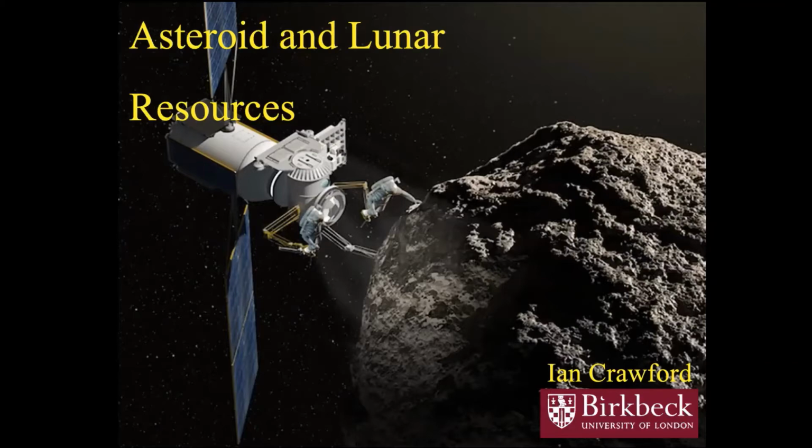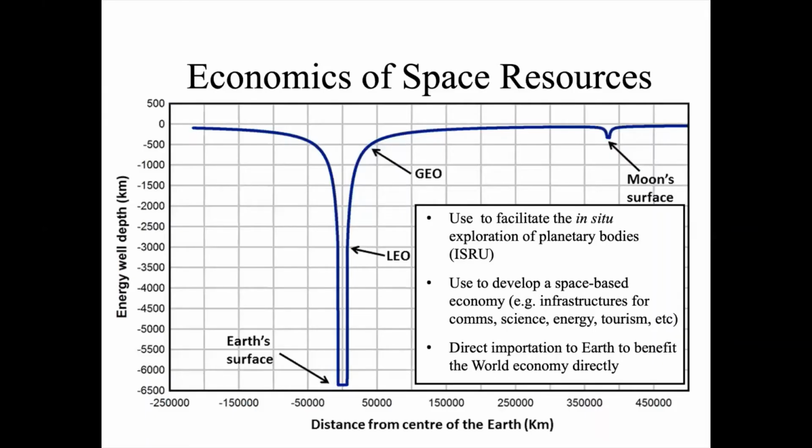So I just wanted to say something about the economics of space resources, and they're kind of summarized on this graph, which shows how much energy it takes to get from the surface of the Earth. I assume you can see my pointer. The x-axis here is distance from the center of the Earth. So this is the center of the Earth here, and the Earth's surface is there. And then this is the energy, this massive hill you have to climb in order to get off the Earth to a low Earth orbit, a geostationary orbit, or largely out of the Earth's gravity well to get to the moon. And then I hope you can see the moon here.